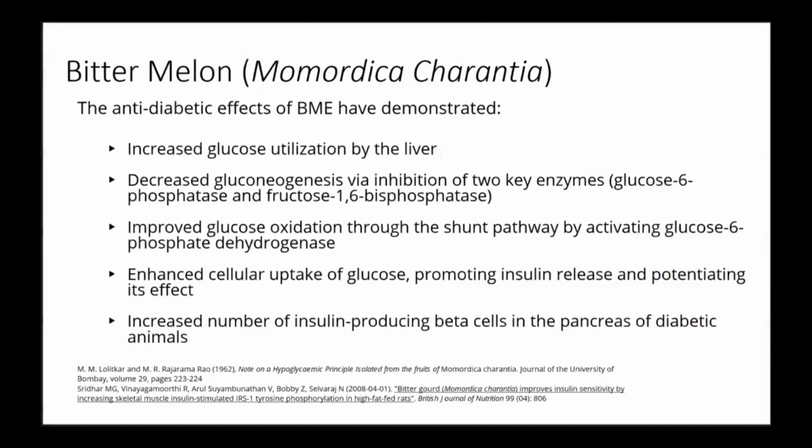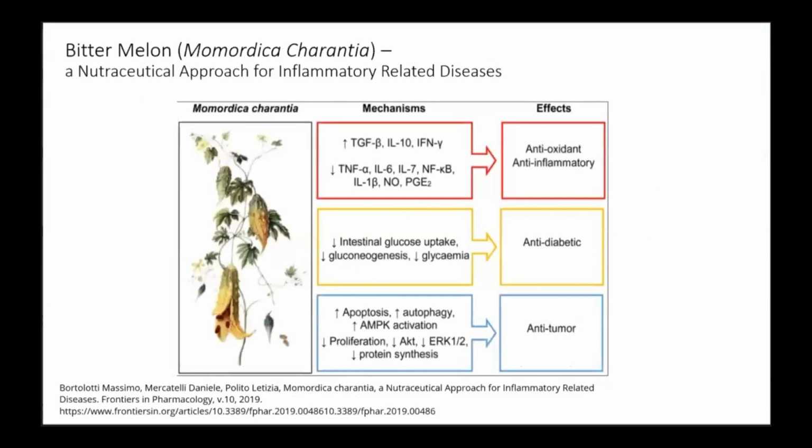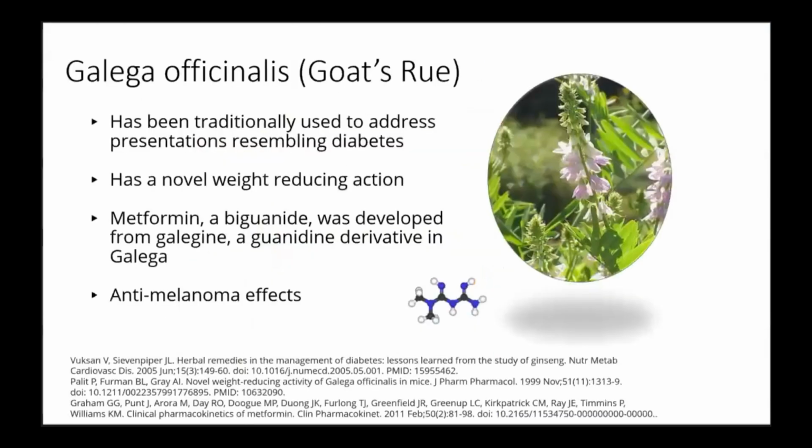Cinnamon and black cumin. So bitter melon increases glucose utilization by the liver, decreased gluconeogenesis, the building of new glucose, right? And improves glucose oxidation, enhances uptake of glucose, and increases the number of insulin-producing beta cells. So what a cool material, right? How awesome that we have these plants that do these things. Also has all these other effects: anti-tumor, anti-diabetic, antioxidant.